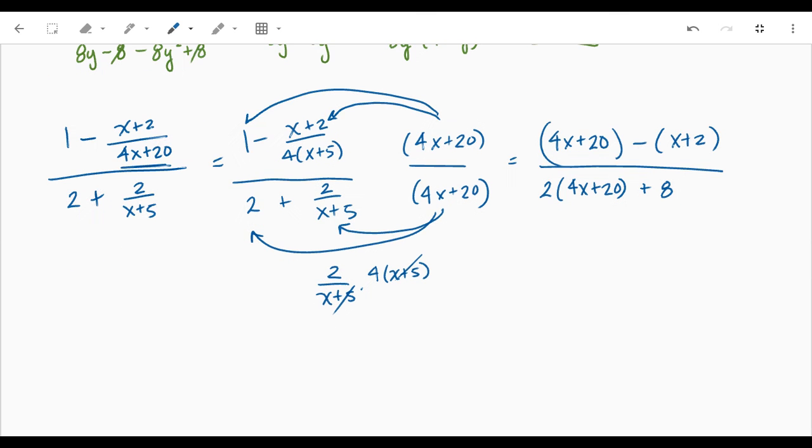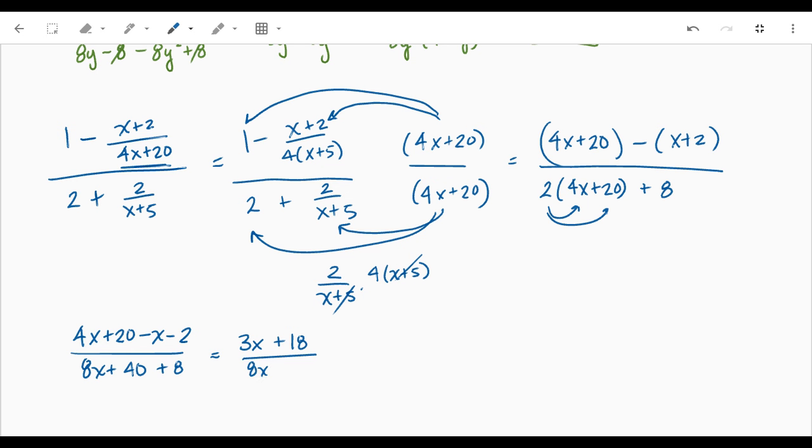Okay, so then when I take out my parentheses, I have 4x + 20 minus x minus 2 over, I'm going to distribute this. So I'll have 8x + 40 + 8. Okay. So now 4x minus x will give me 3x + 18 over 8x + 48.